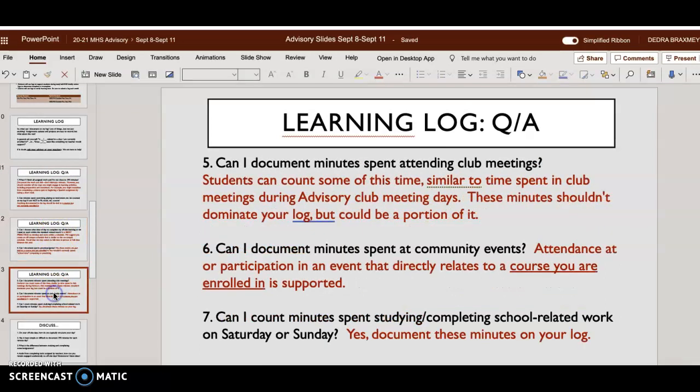If you have questions in your advisory that are not answered through these Q&A slides, then feel free to include those in the form that is accessible at the end of this presentation.